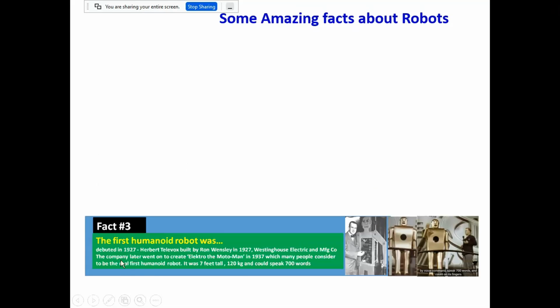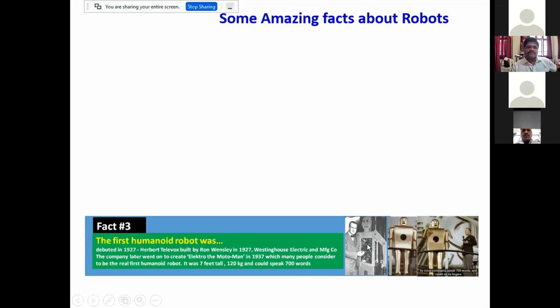Then you will see the first humanoid robot debuted in 1927, Herbert Televox, built by Westinghouse Electric Company. Later people think Electro is the first robot, but this is the first. It was 7 feet tall, weighed 120 kg, and could speak 700 words.